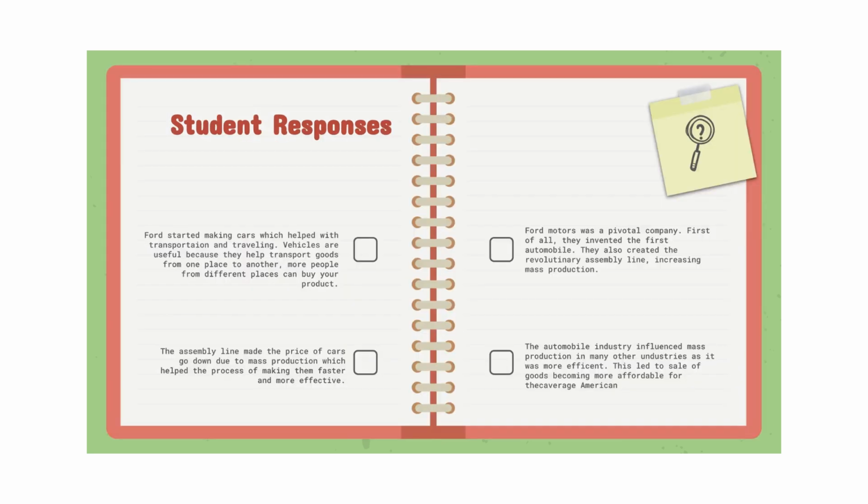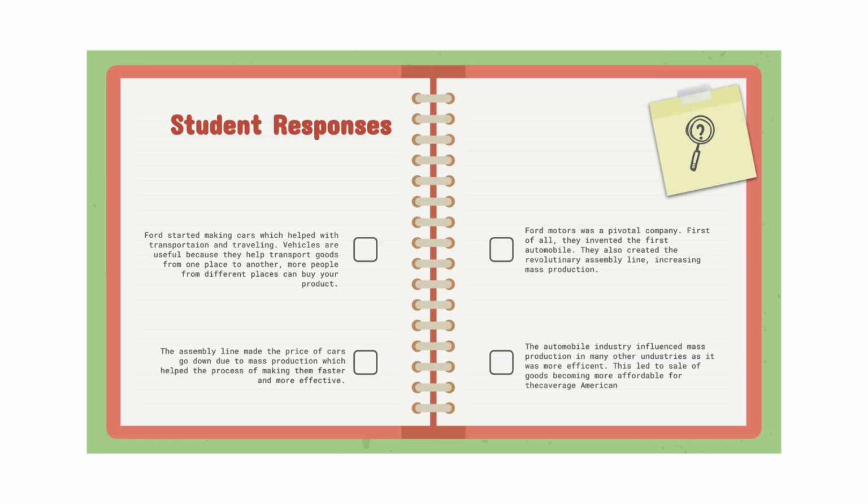Now let's take a moment to review some real student responses to this question. Knowing what we know now, and after thinking through the possible responses to the question, what score do you think the following responses received? Student response number 1 begins with, Ford started making cars which helped with transportation and traveling. What is your guess on the score? Remember that grammar, spelling, punctuation, etc. does not count. This response scored a 0. While the information provided is not factually inaccurate, the response clearly did not answer the question.